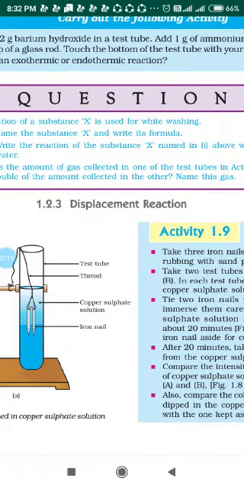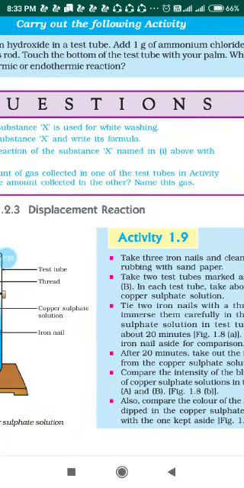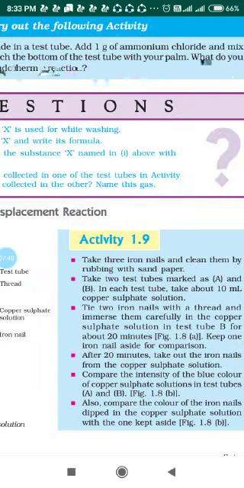Now, third, displacement reaction. Displacement reaction means during this reaction, a substance displaces the other. We can define this chemical reaction as the chemical reaction in which a more reactive metal element displaces a less reactive element from its salt solution is called displacement reaction.